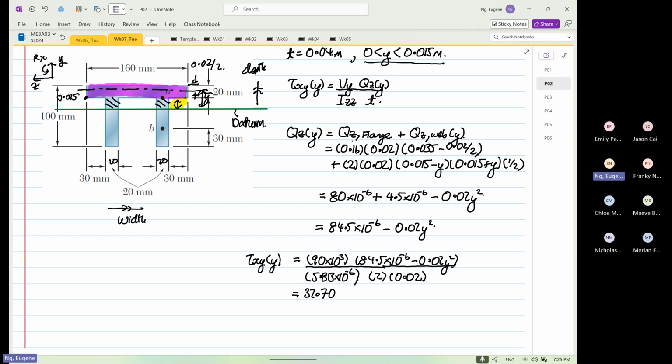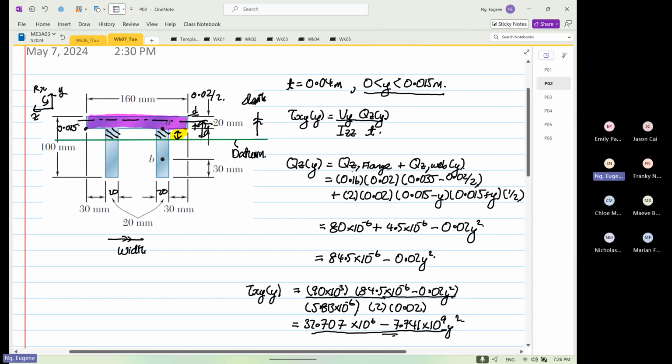or 32.707 times 10 to the power 6 minus 7.741 times 10 to the power 9 y squared. Okay, so this is from the limits from 0 y to 0.015.